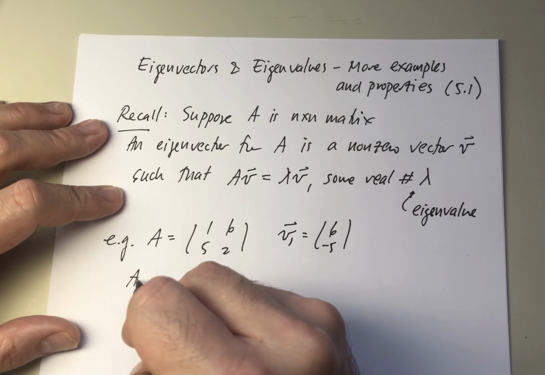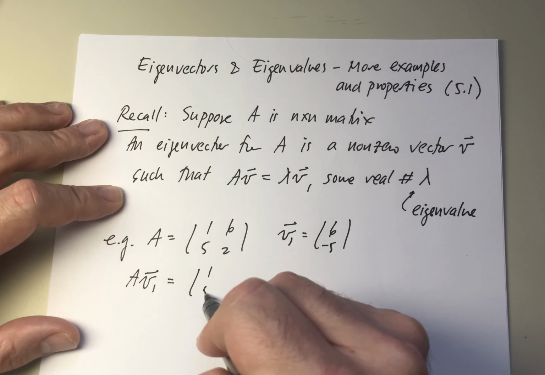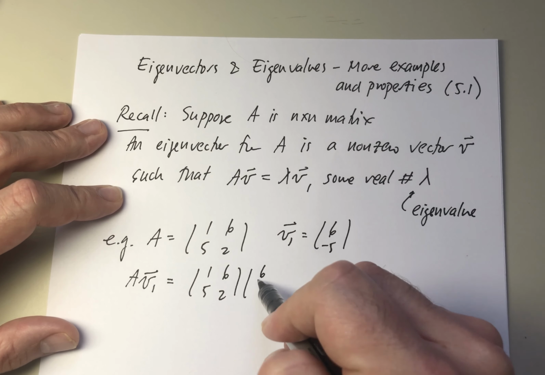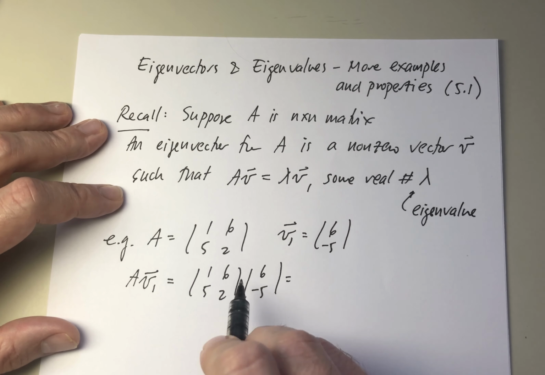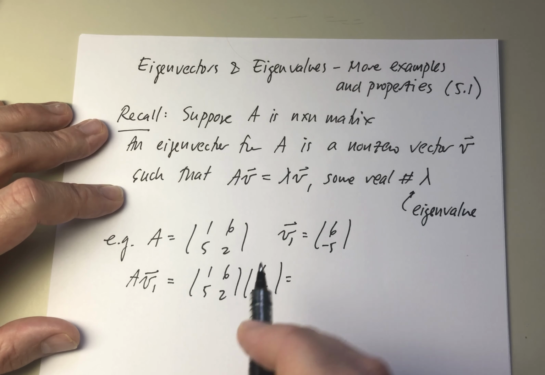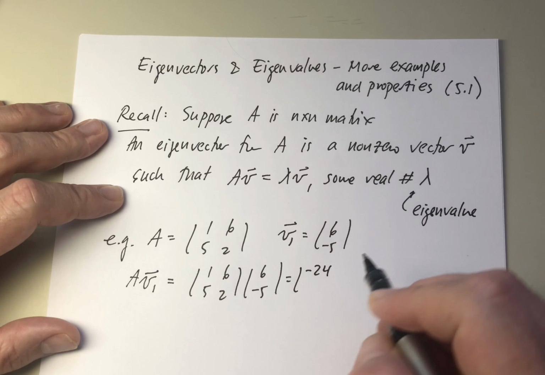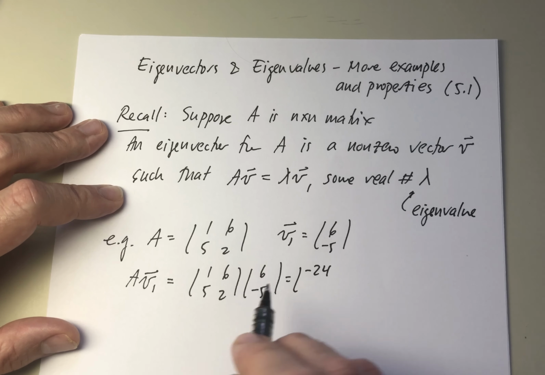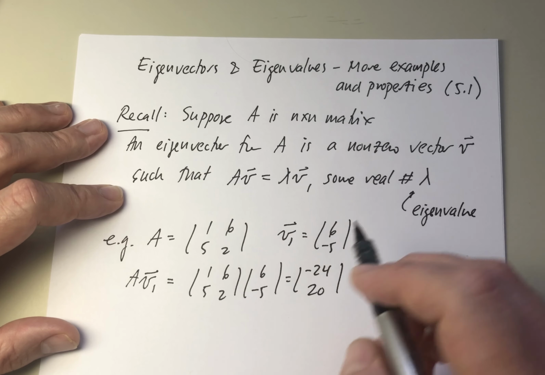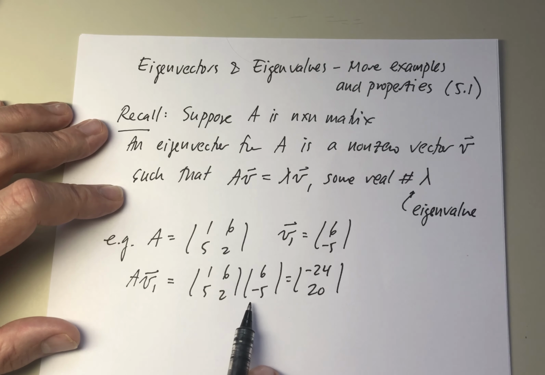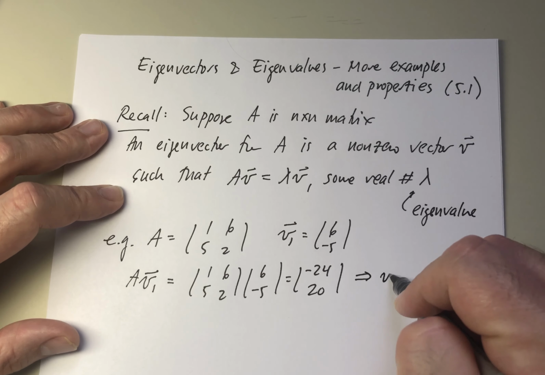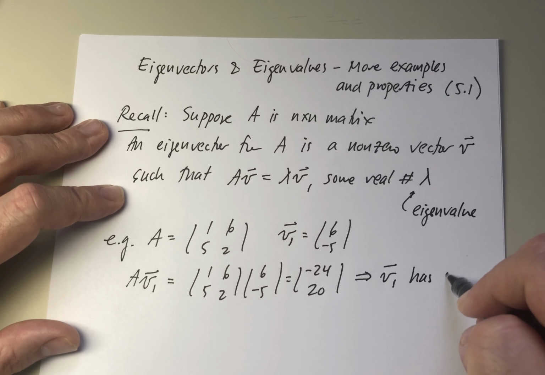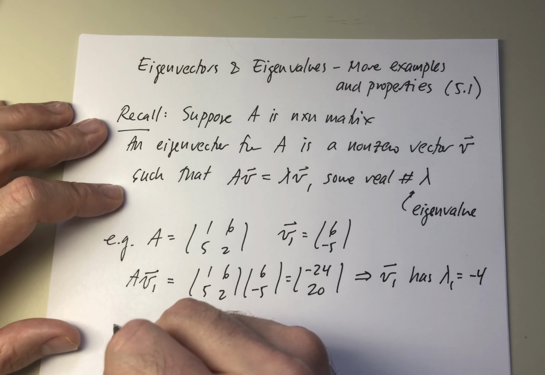When you take A times V1, you get [1, 5; 6, 2] times (6, -5), which is, let's see, 6 minus 30, which is minus 24, and then 30 minus 10, which is 20. And so this vector is minus 4 of what you gave me, so this implies that V1 has eigenvalue lambda 1 equal to minus 4. This is what we talked about last time.